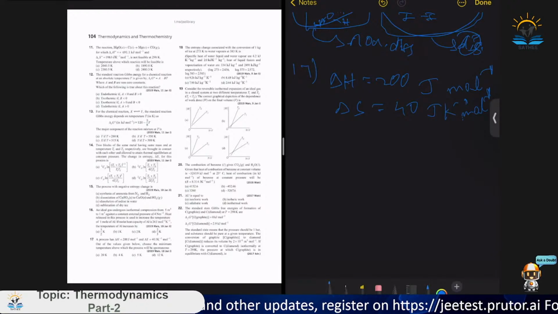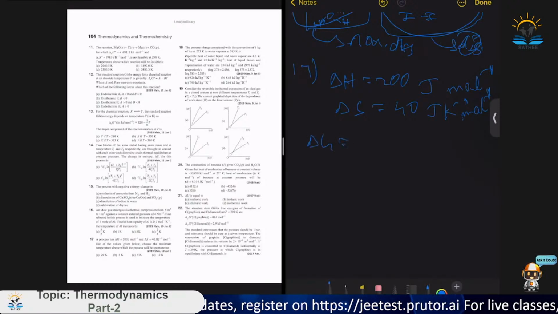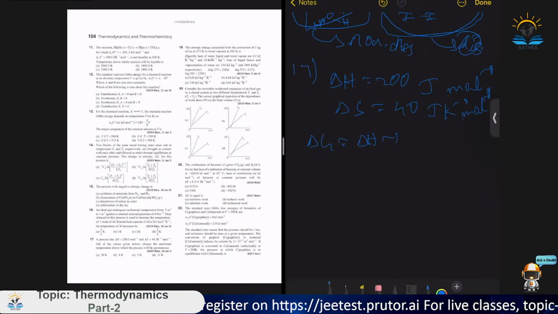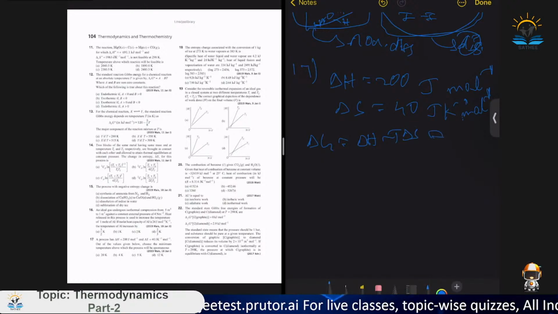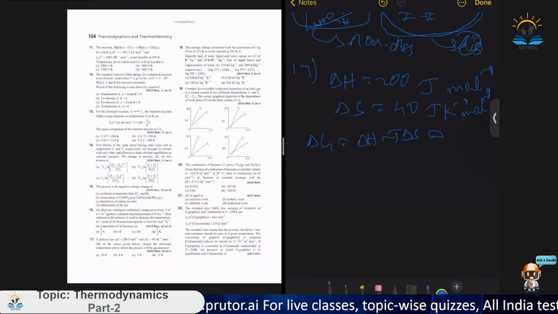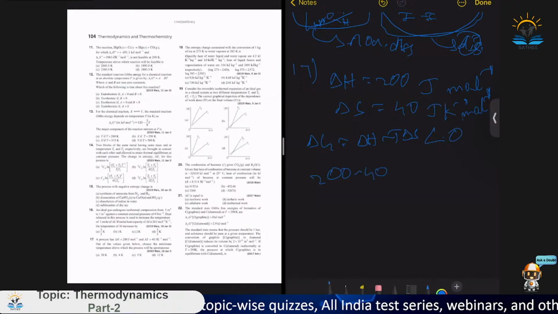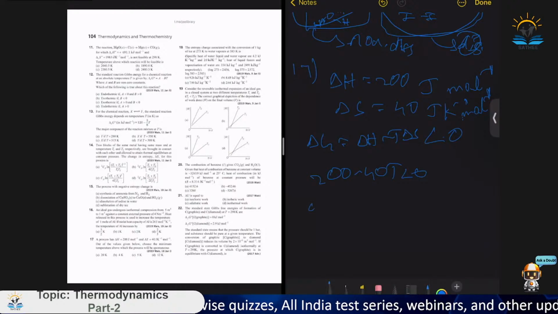Minimum temperature above which the process will be spontaneous. Delta G equal to delta H minus T delta S. So since it says minimum temperature, the limiting case is like... and since it says spontaneous, delta G is less than 0. 200 minus 40 T should be less than 0.